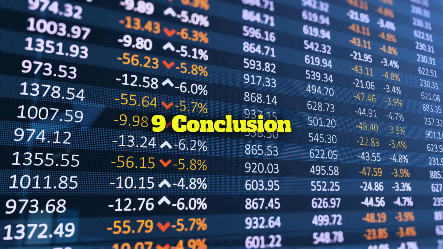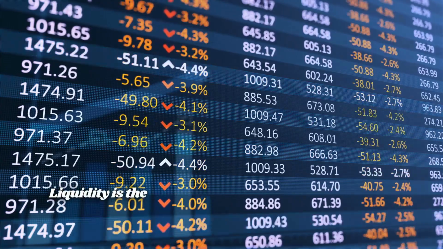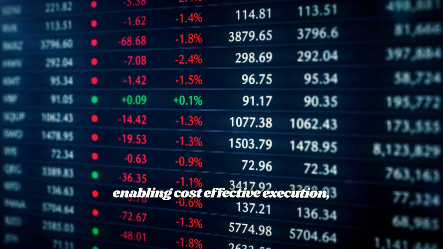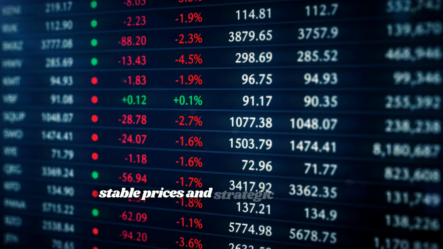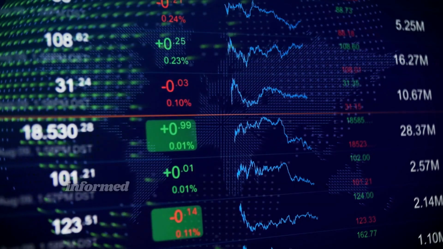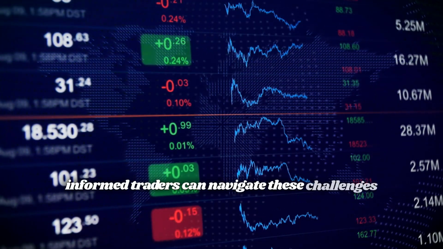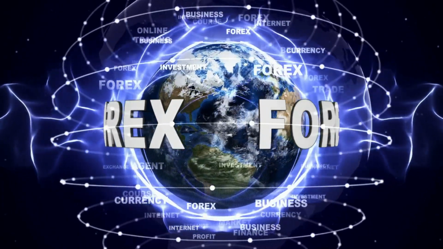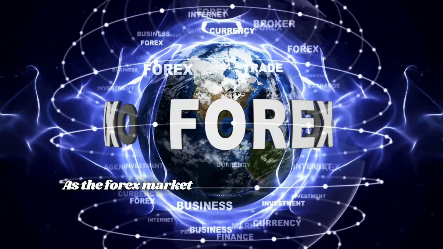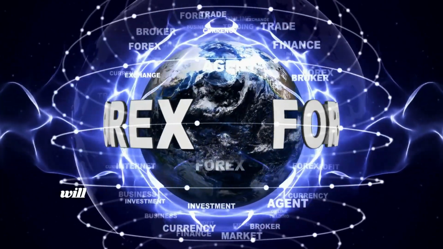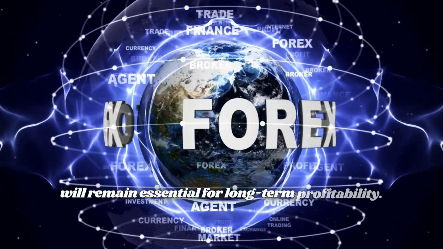9. Conclusion. Liquidity is the cornerstone of Forex trading success, enabling cost-effective execution, stable prices, and strategic flexibility. While low liquidity presents risks, informed traders can navigate these challenges through session timing, risk management, and instrument selection. As the Forex market evolves with technology and regulation, understanding liquidity dynamics will remain essential for long-term profitability.